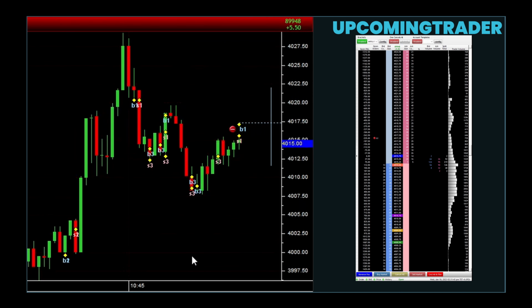The head and shoulders pattern, for example, is a reversal pattern. It often signals that an uptrend is about to end and a downtrend may start. It has three peaks, with the middle peak being the highest, resembling a head between two shoulders. When the price breaks below the support level, called the neckline, it confirms the reversal and indicates a potential sell signal. The inverse head and shoulders is just the opposite, signaling a potential bullish reversal.